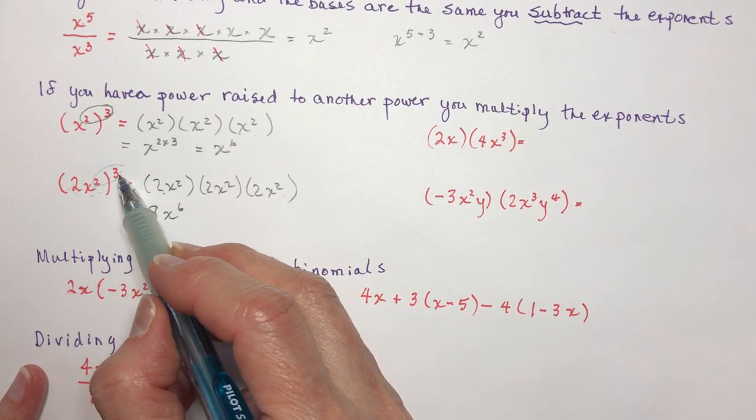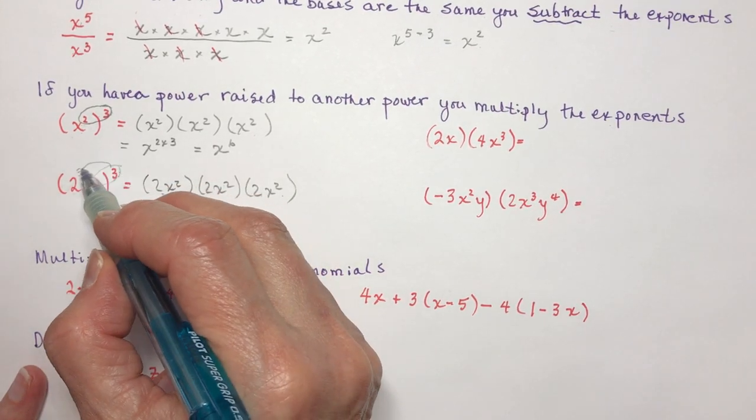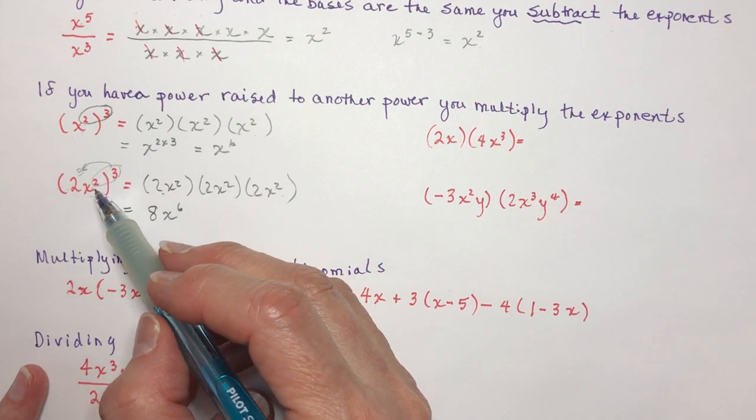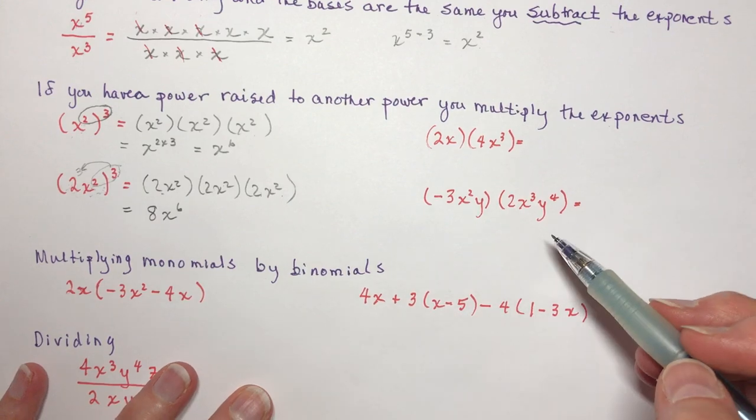Or you could have multiplied those right here. But you also have to remember that that is 2 to the power of 3 as well. A big mistake and a very common mistake. So make sure you understand that rule as well.